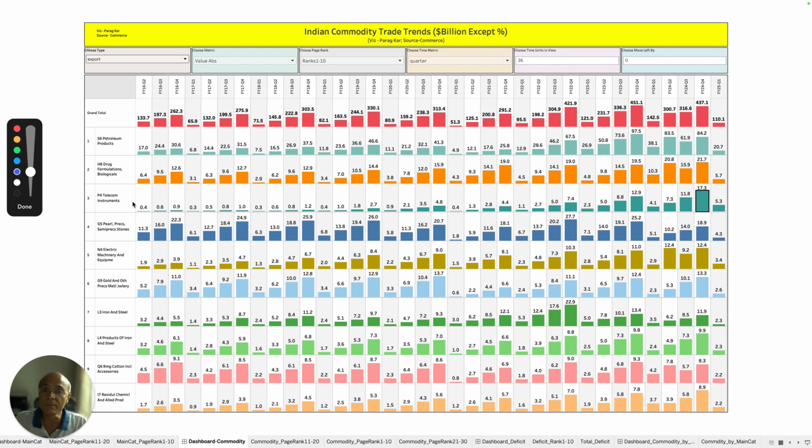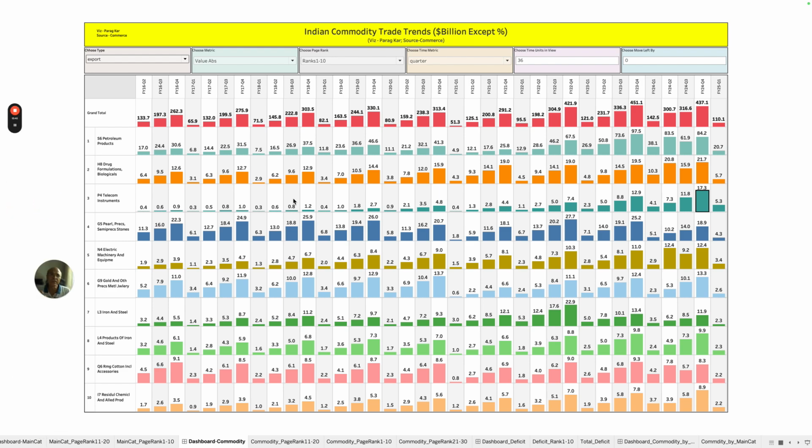Then we have telecom instrumentation. I told you that we are actually doing very good as far as mobile phone exports are concerned. So this is reflected here, and I'm going to show you this number, $18 billion, separately in one of the charts. So these are the three main categories of items where we are, although there is one more, which is pearls and semi-precious stones. We are exporting around $18.9 billion. So these are the four important items where we are exporting.